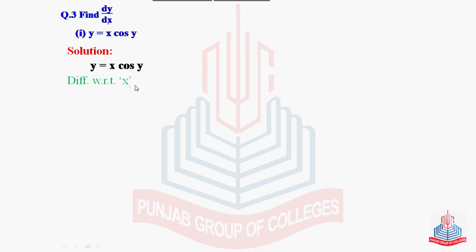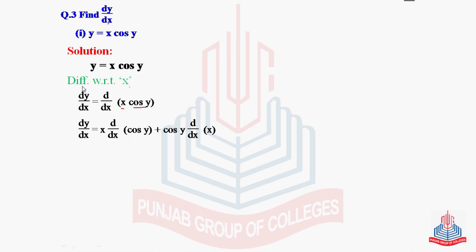Differentiate with respect to x. Left hand side will become dy by dx, and on right hand side d by dx of x cos of y. As the right hand side is the product of two terms, x and cos of y, this given question is an implicit relation or implicit function. Y is equal to x cos of y. So by taking differentiation with respect to x, that will become d by dx of x cos of y.